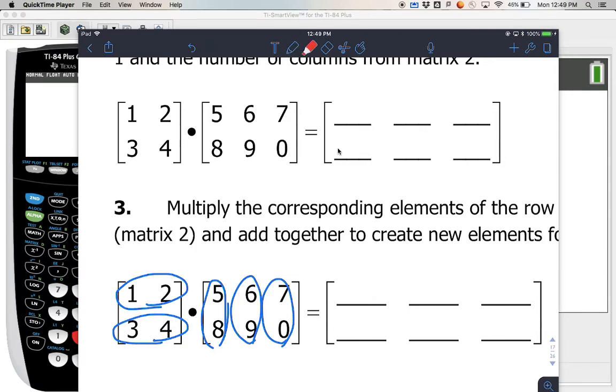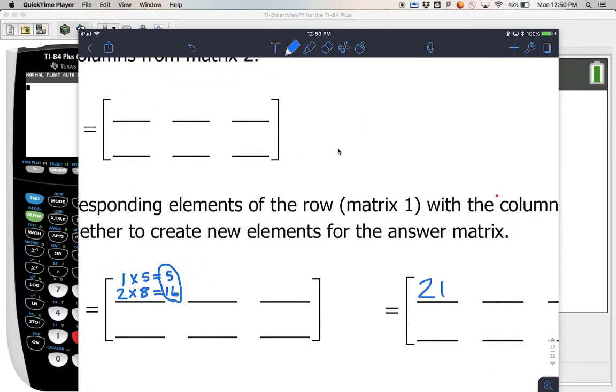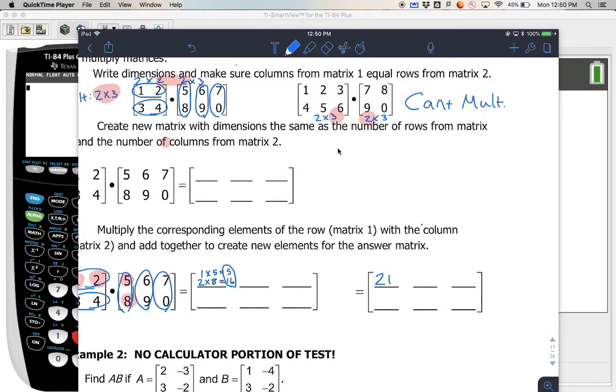To do matrix multiplication, we take this 1 right here. It's going to be 1 times 5. That will go up here in this top left spot, since this is the top row, left column. So 1 times 5 is 5. And then you do 2 times 8, which gets us 16. Then you add your two numbers together, and that's going to get your result element. So that'll be 21 in that spot right there.